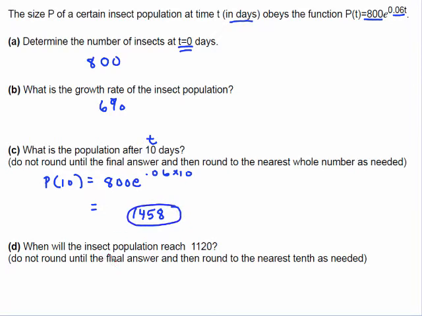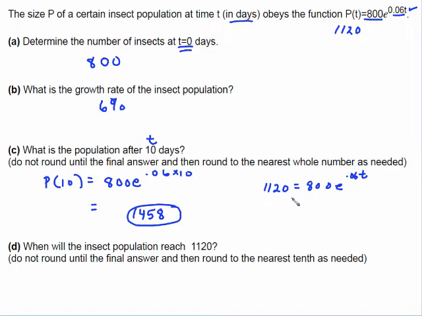This next one is going to require us to do a little bit of work. It says, when will the insect population reach 1,120? That means we're talking about this number right here being 1,120, and we want to solve for t. We want to find out when that happens. So that will be this formula: 1,120 equals 800 e to the 0.06 t, because we want to find out how long it takes for this insect population to grow to this.